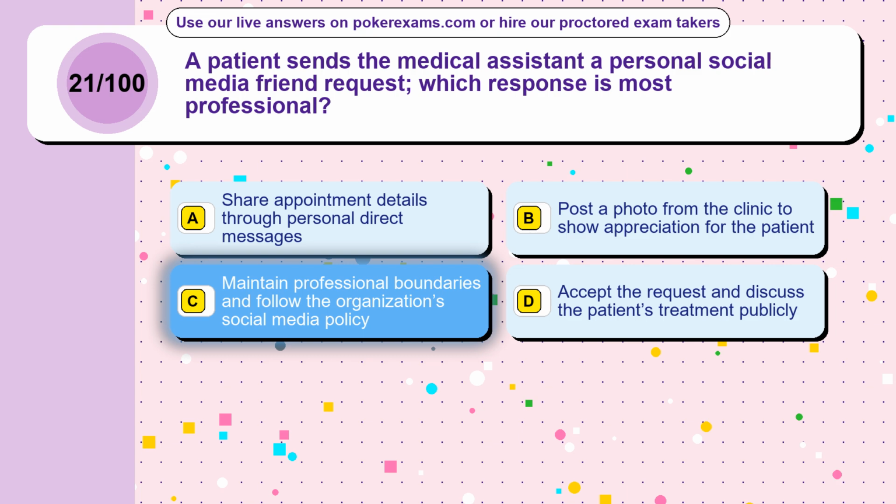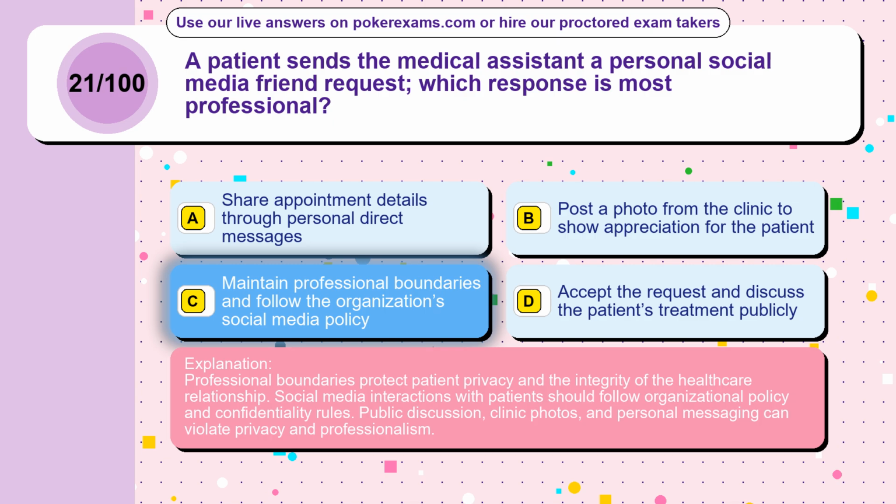The correct answer is option C. Maintain professional boundaries and follow the organization's social media policy. Professional boundaries protect patient privacy and the integrity of the healthcare relationship. Social media interactions with patients should follow organizational policy and confidentiality rules. Public discussion, clinic photos, and personal messaging can violate privacy and professionalism.